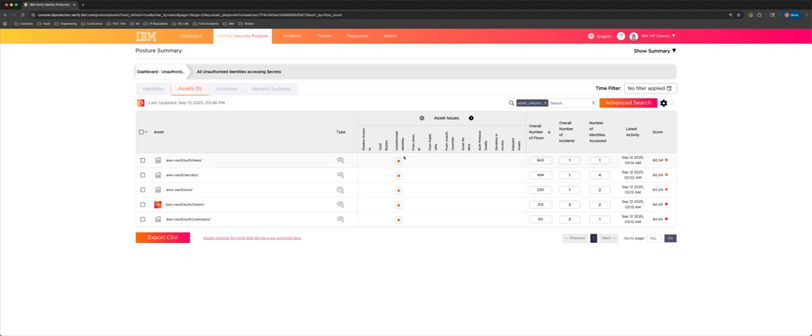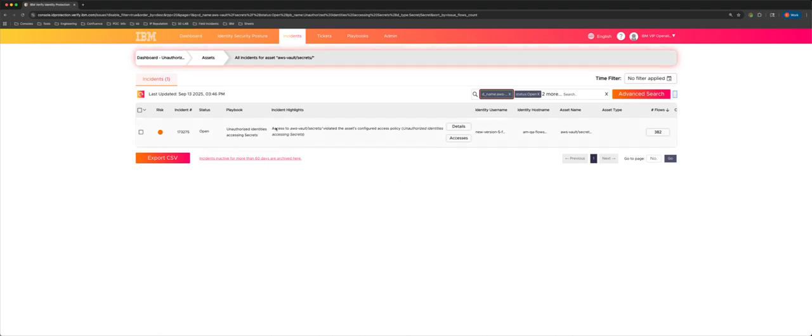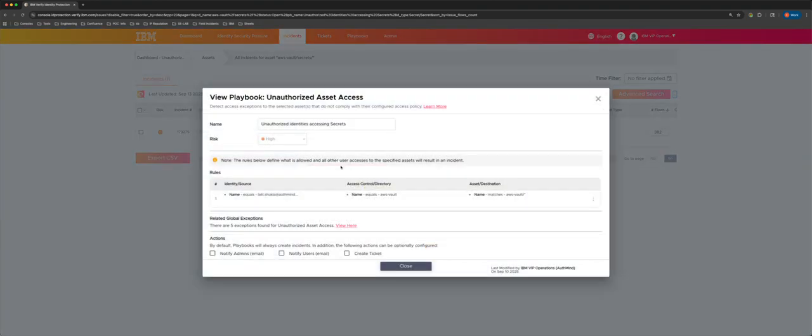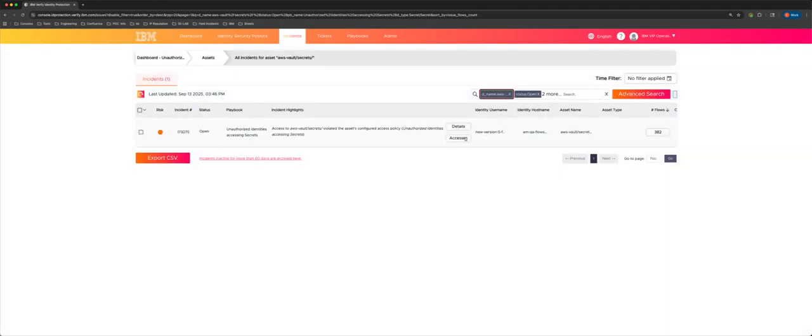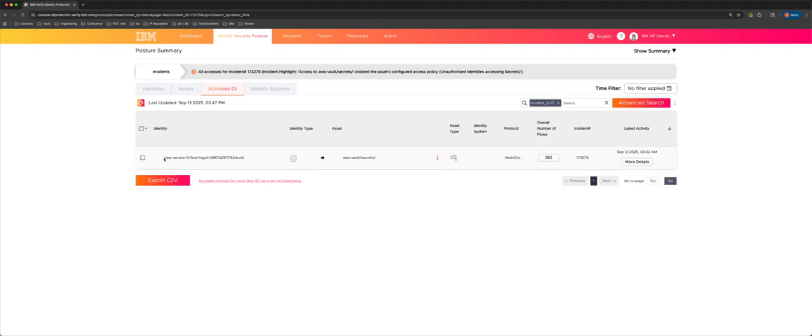What we can learn here, if we look at, for example, the secrets incidents, we can see the access, validate the access configuration. And if we look at the playbook, we can quickly understand why this was triggered. This is the only user who's currently allowed access through AWS Vault to the secret. And if we look at the accesses here, we can actually see that there is a different, what looks to be a service account or a token, that is accessing that secret. So you can make sure that the correct identities are actually accessing that secret.